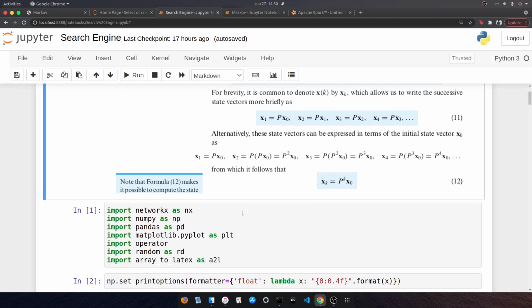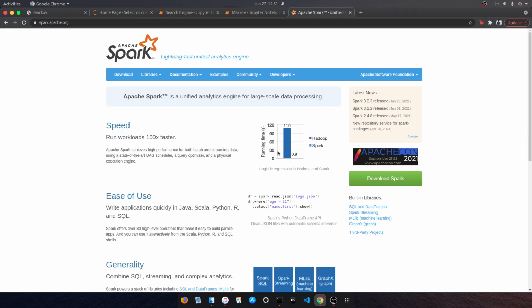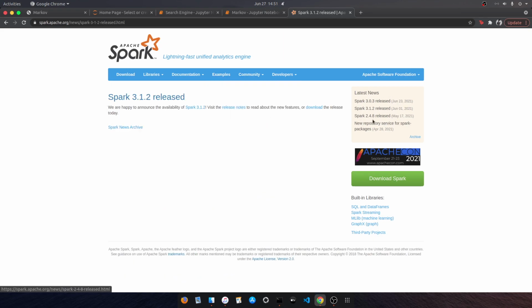Now let's look at a first algorithm. In the book, it's called Alice's algorithm. First, we pick any random page. Then we click any link that connects her to another page. We do it multiple times, track the number of times that each page was visited, and then calculate the fraction of visits. So what this means is, for example, if we have a web page here, we will randomly click links that will direct us to different websites.